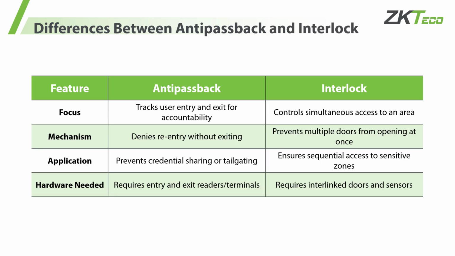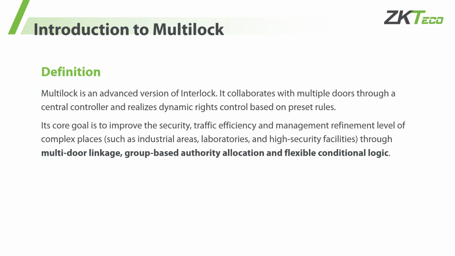In mechanism, Antipassback prohibits re-entry without leaving first. Interlocking prevents multiple doors from opening at the same time. In terms of applications, Antipassback prevents access control abuse, credential sharing, or tailgating entry, while interlocking ensures access to sensitive areas in order. In terms of hardware requirements, Antipassback requires card reader terminal equipment at entrances and exits, and interlocking requires interconnected doors and sensors. The third concept we want to introduce is multilock.